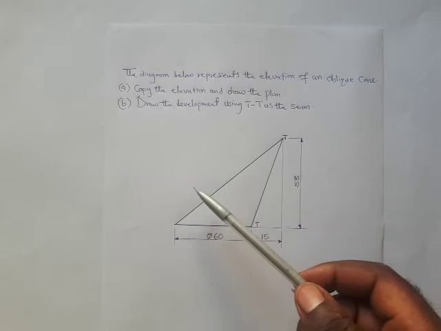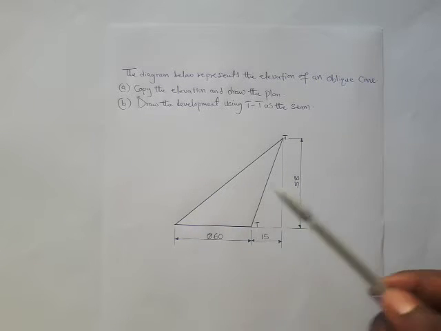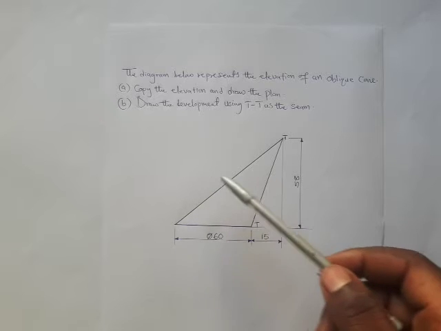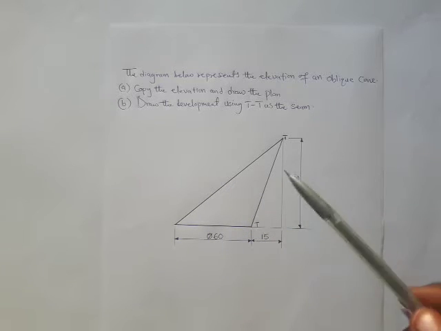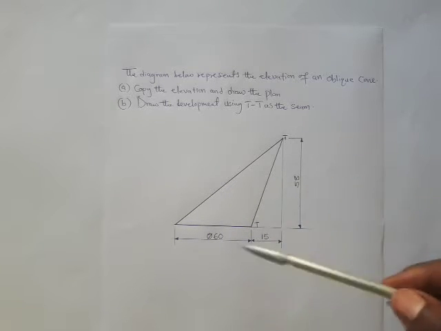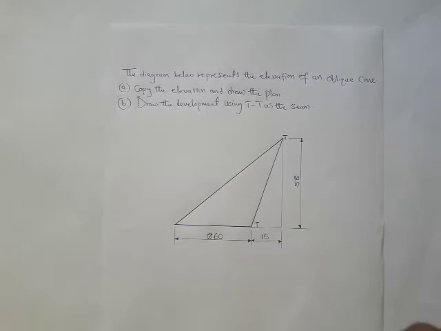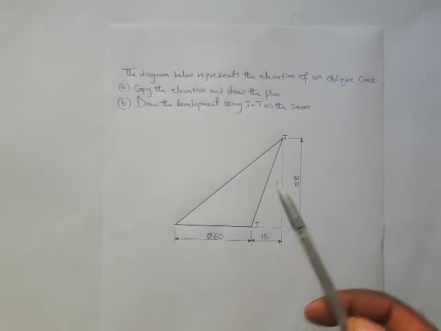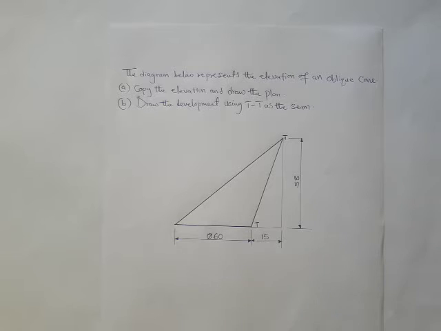Now this oblique cone is not truncated. It is possible for the examiner to truncate this cone, but you just need to learn how to draw this in full first. So by the time you have a truncated one, it becomes easy. All right, so we're going to start right up.